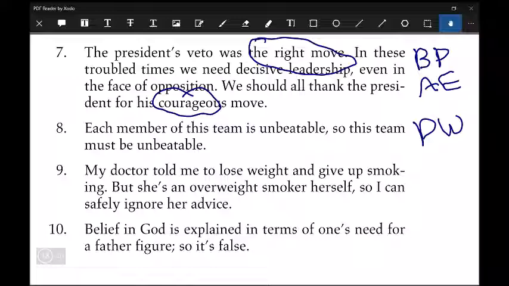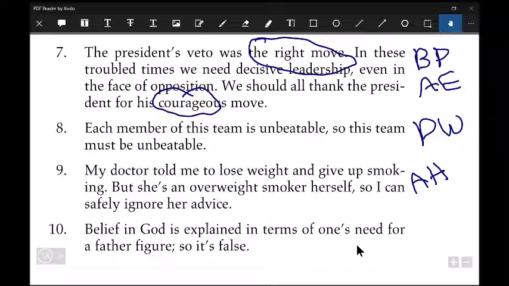Number 9, my doctor told me to lose weight and give up smoking, but she's an overweight smoker herself, so I can safely ignore her advice. This is ad hominem. She's inconsistent, therefore her views are wrong. Well, maybe her views are right, and she just needs to follow it herself.